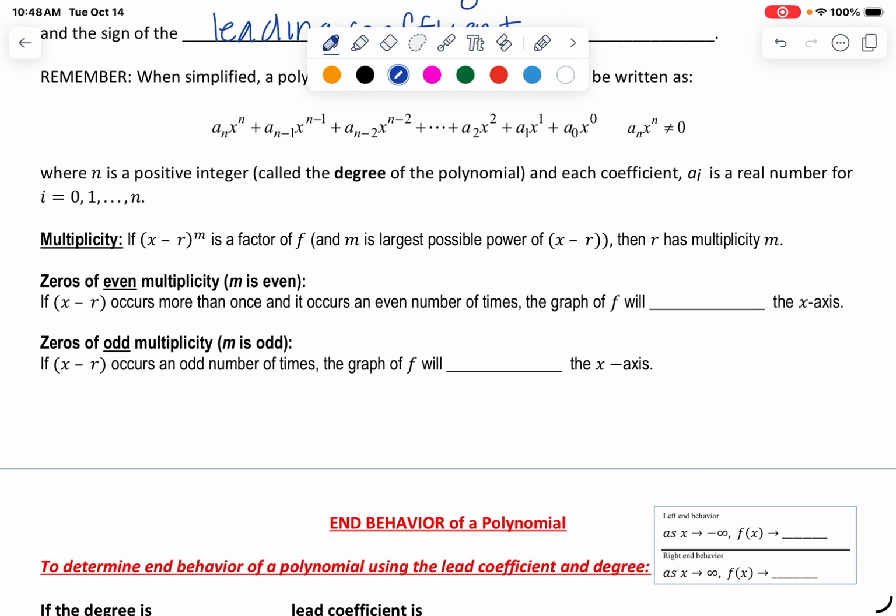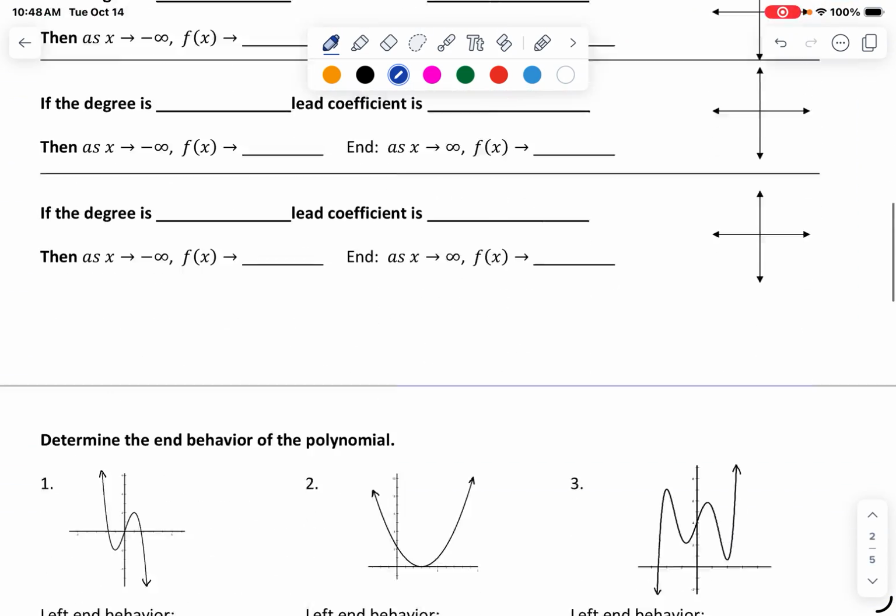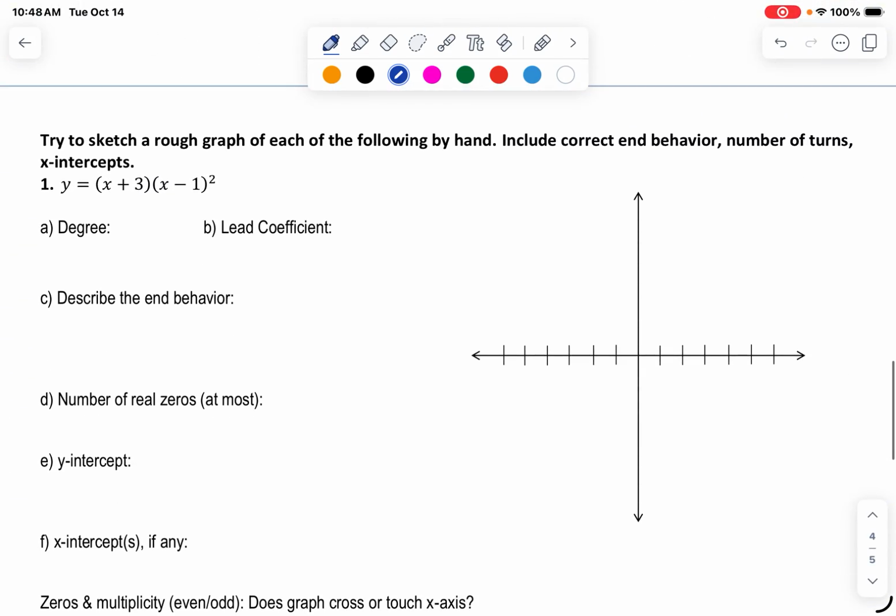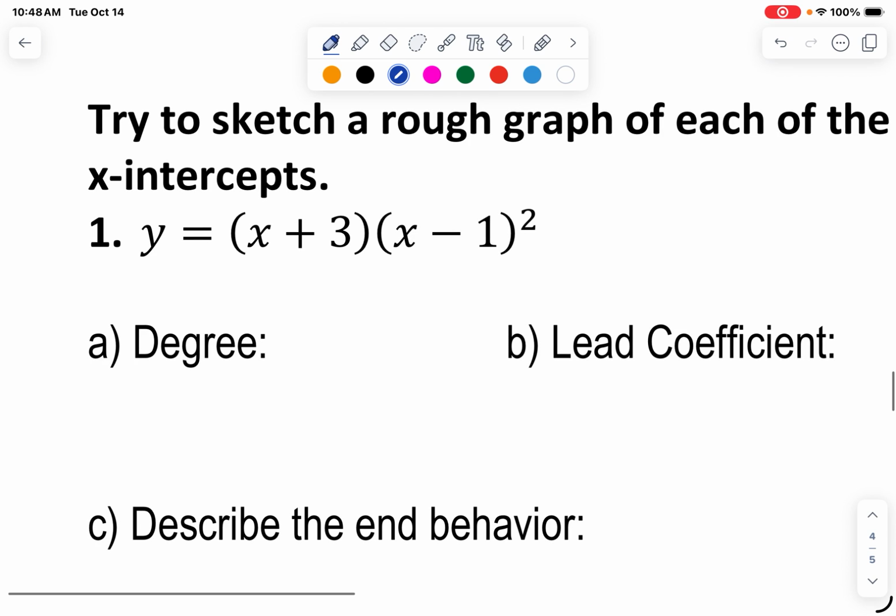So multiplicity, zeros. Let's talk about what those things are. So we know zeros of a polynomial function, we can find them. This polynomial function is in factored form, and we can find the zeros, or the x-intercepts, by setting each factor equal to 0 and solving.